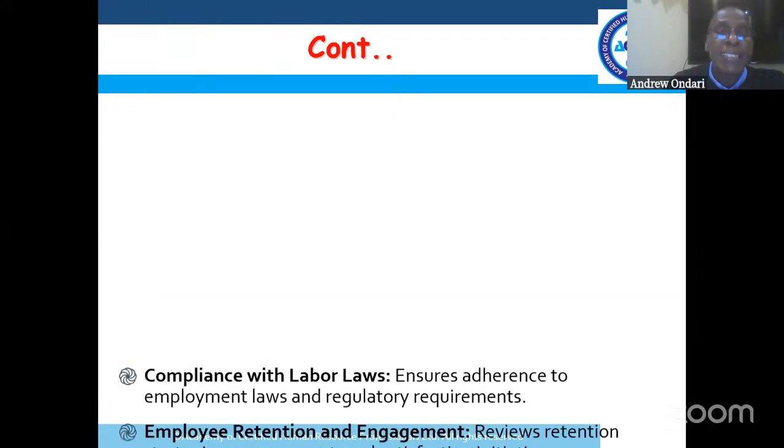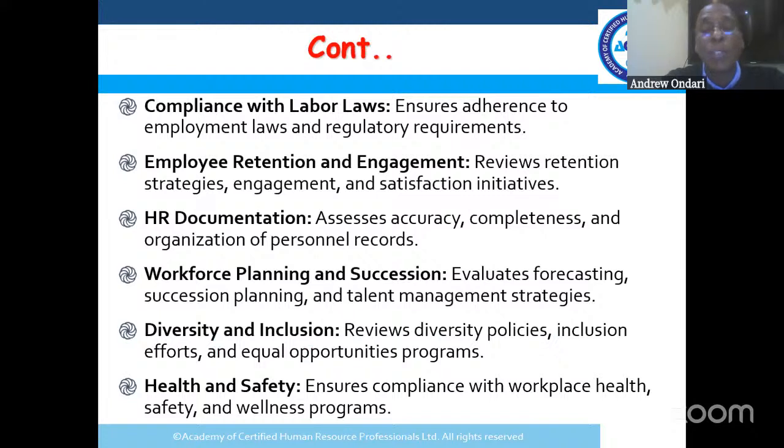Other areas include compliance with labor laws, which I've already mentioned, and I can repeat some of the laws that we need to comply with in various aspects of HR. One is the Employment Act, which talks about recruitment and selection, discipline, and the statutory deductions, among others.